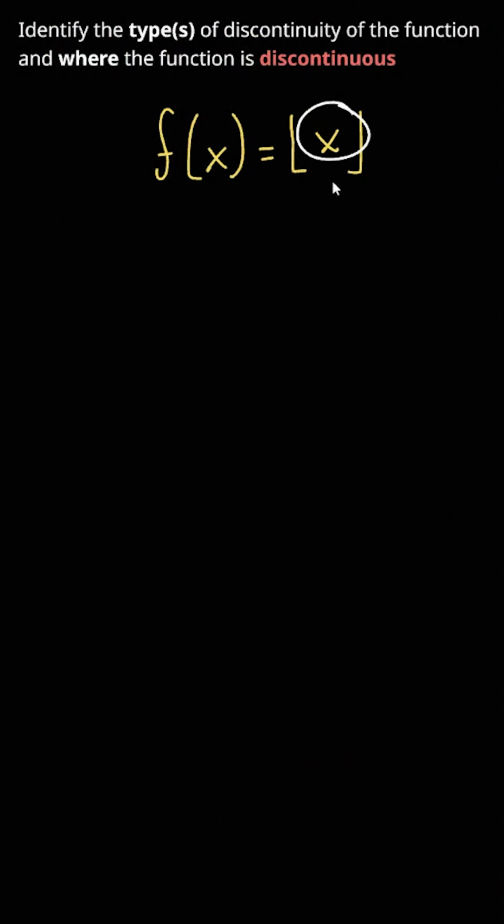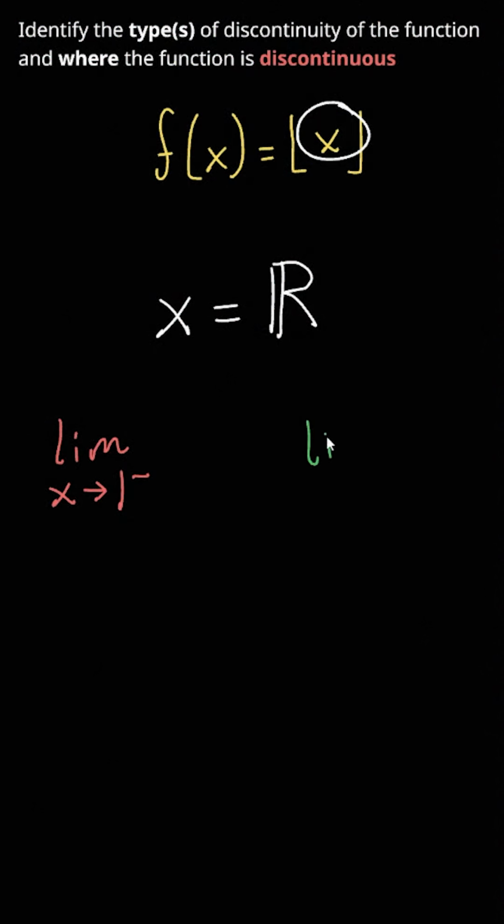A floor function can take any value of x, positive or negative. So really, x can be all real numbers. But what we want to look for is where it jumps, so we're going to have to use limits. It doesn't really matter what the limit goes to, so let's just say limit as x approaches 1. We're going to take the left-handed limit of that, and we're also going to take the right-handed limit as x approaches 1.